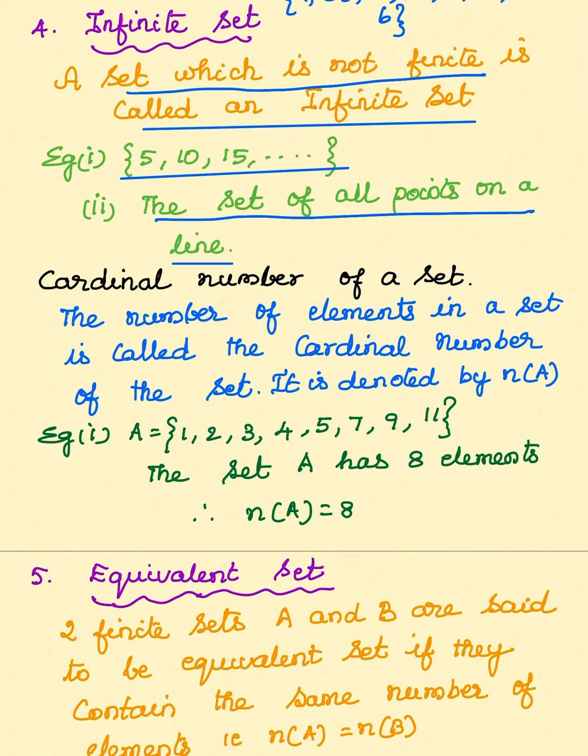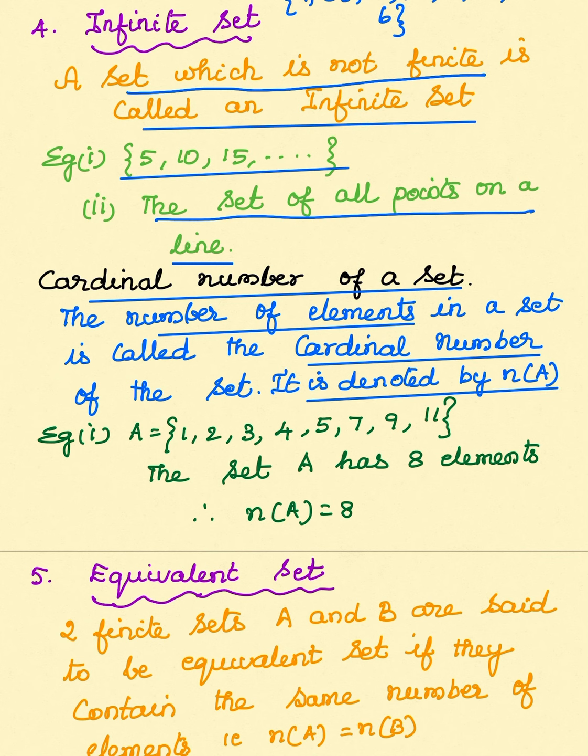Next we go to the cardinal number of a set. The number of elements in the set is called the cardinal number of the set. And it is denoted by what? If A is the set, it is denoted by n of A. So let us go and see the example. Let us consider the example. A is equal to 1, 2, 3, 4, 5, 7, 9, 11. So set A is having the elements 1, 2, 3, 4, 5, 7, 9, 11.